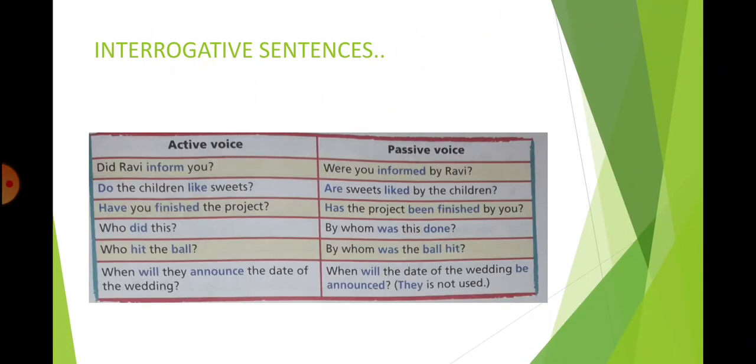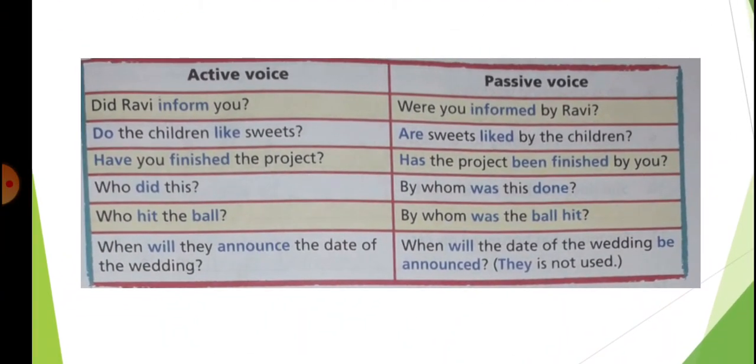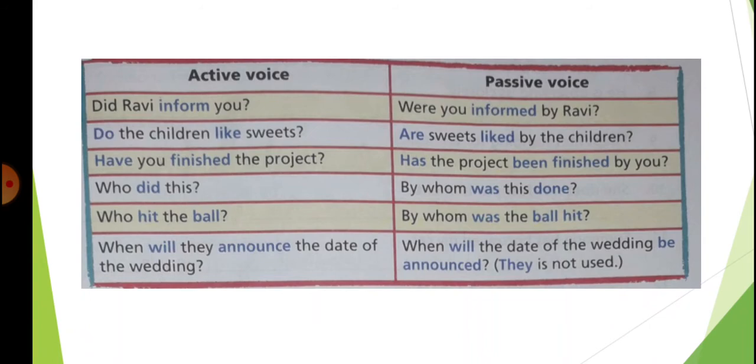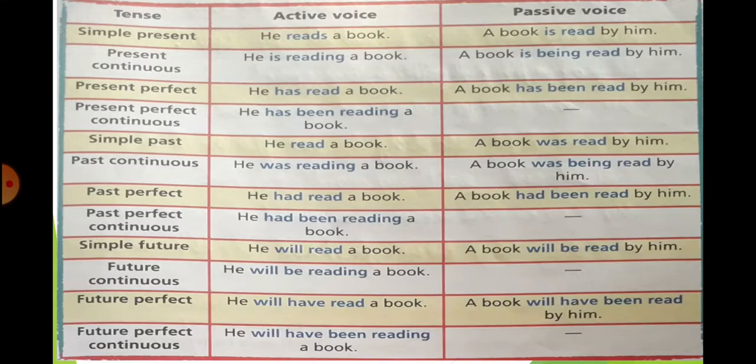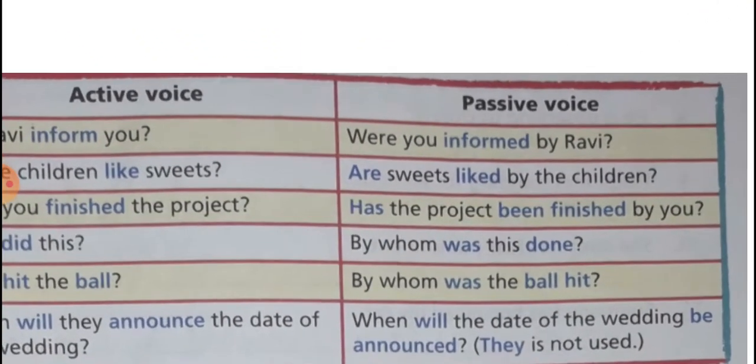Okay, next is interrogative sentences. It's the last transformation. Did Ravi inform you? Were you informed by Ravi? Do the children like sweets? Are sweets liked by the children? So this is just something related to the tenses. You learn this, then you practice this, you will be able to do it.